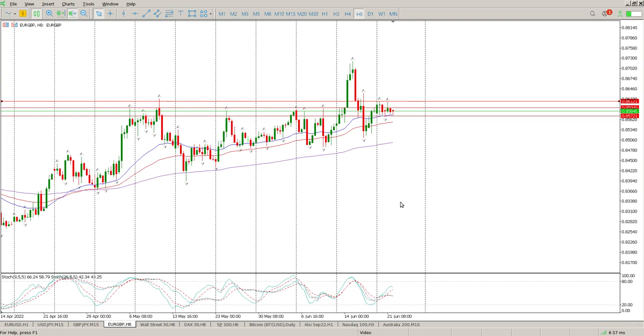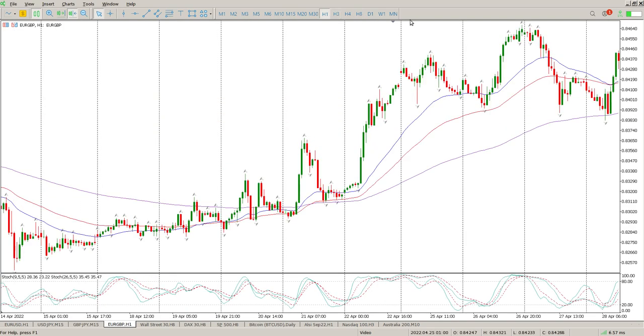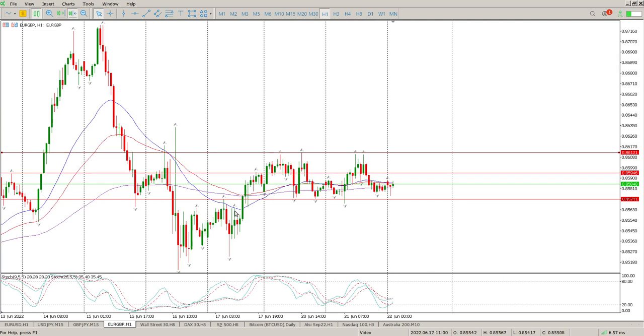Lastly, Euro British pound. No real change here. We're still stuck in between a rock and a hard place. So there's nothing going on here. Still a sit and wait scenario. If you look at the hour, you can see 2 days now that we've been bouncing around between 0.86121 and 0.85721.